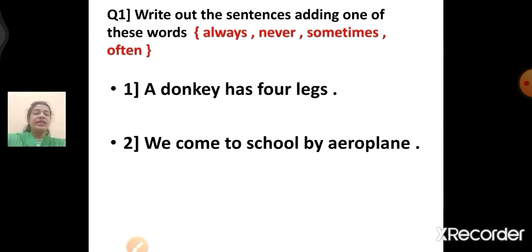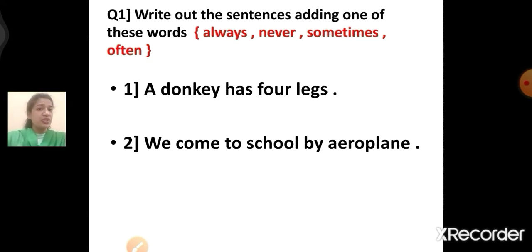Write out the sentences adding one of these words. So what are the words? Always, never, sometimes, often. Now always means at all times. What is never? Never means at no times in the past. Sometimes means occasionally. And what is often? Often means frequently or many times.